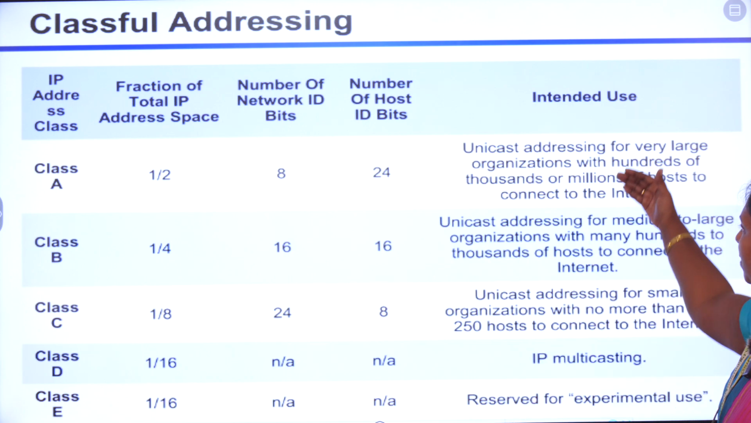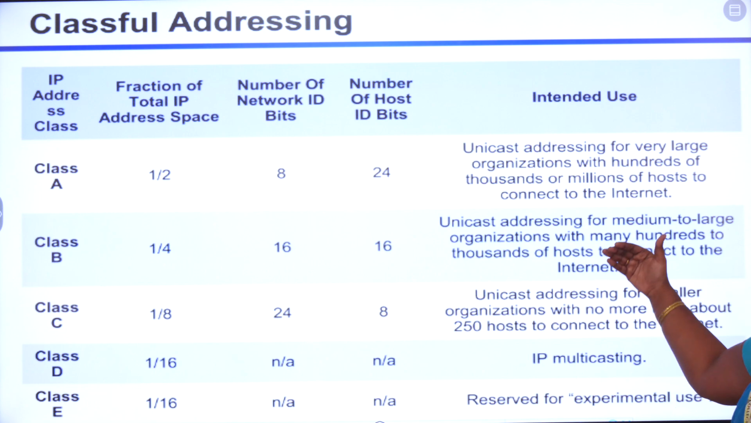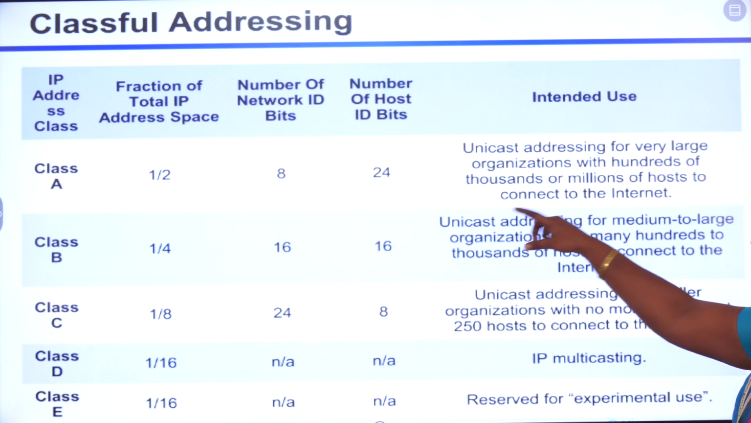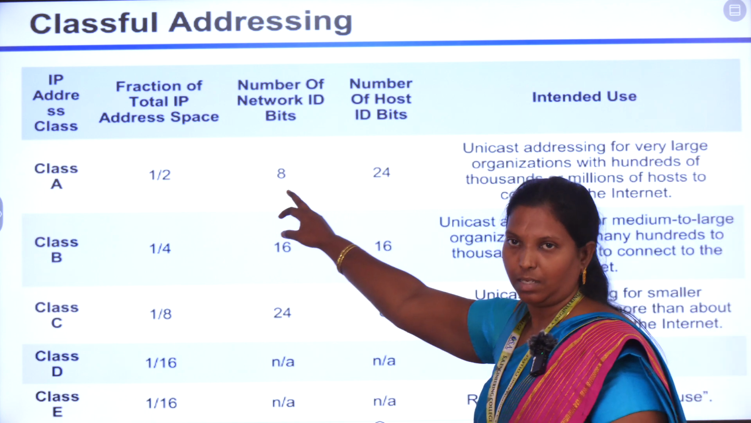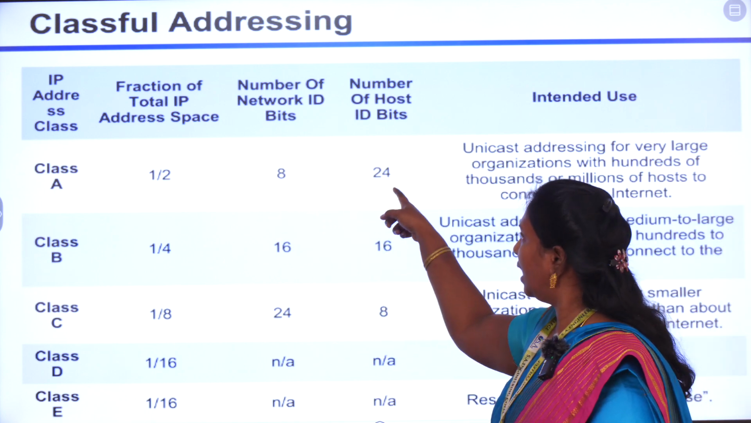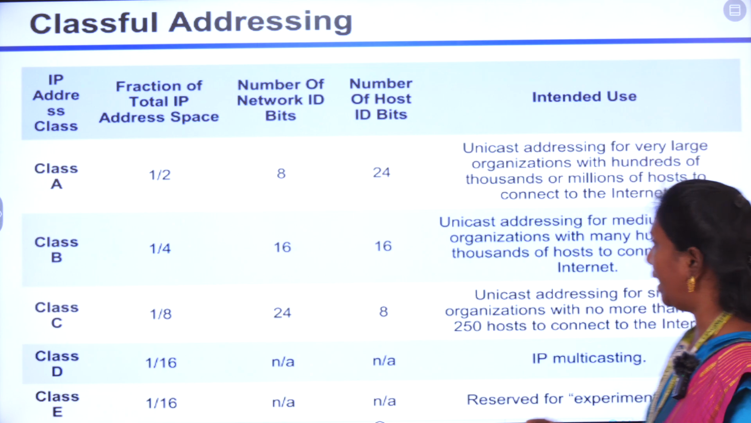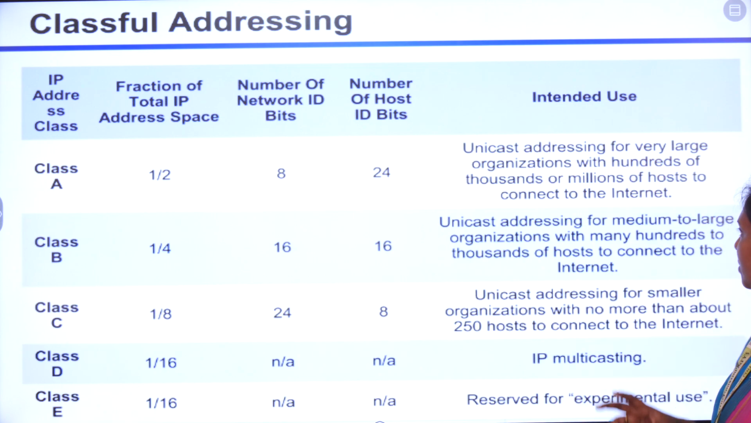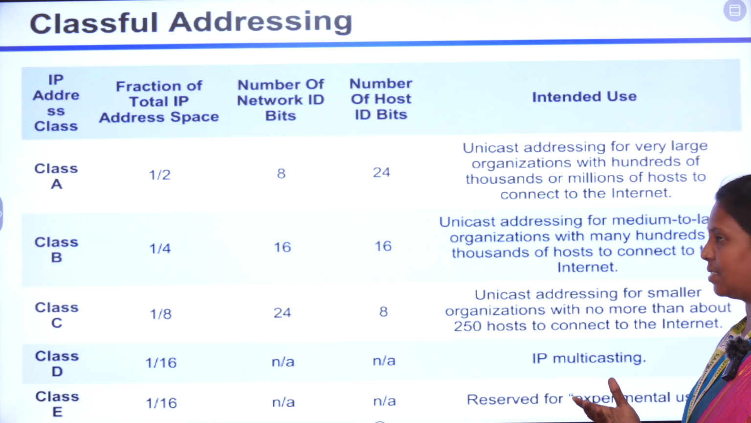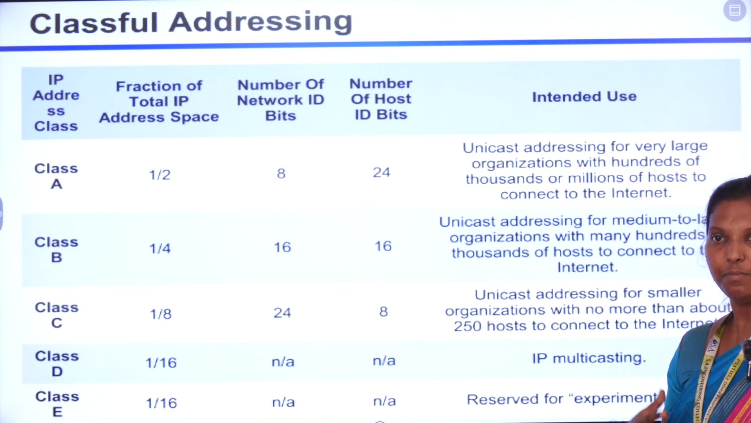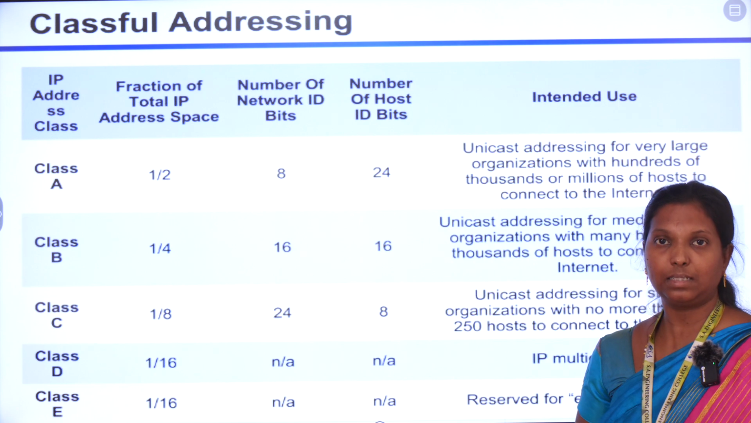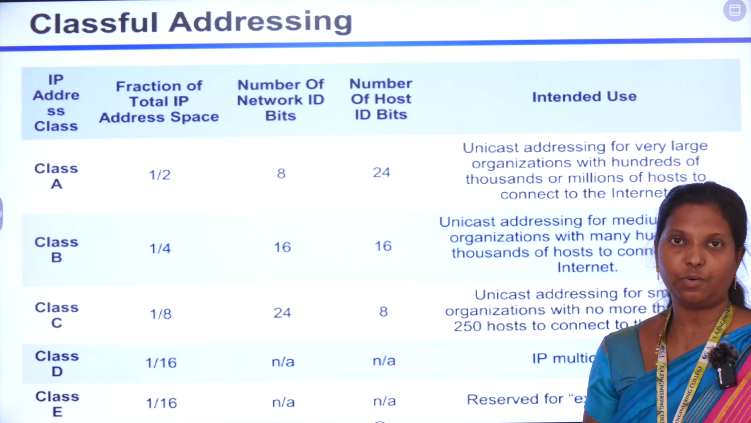Here I mentioned in which category these classes are encompassed. First, class A has 8 bits for the network ID and 24 bits for the host ID. It is meant for very large organizations with hundreds of thousands or even millions of IP addresses connecting to the internet. Obviously, major organizations like Google servers and other applications focus on this kind of class A.